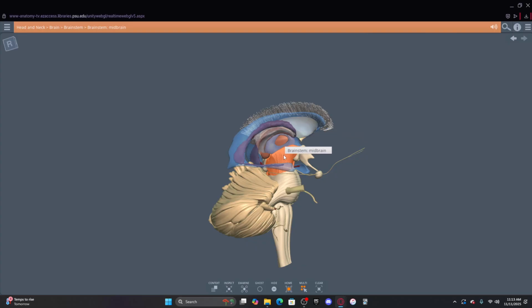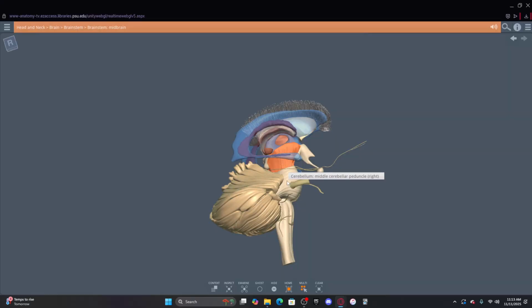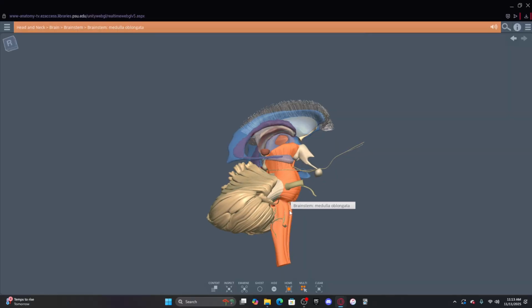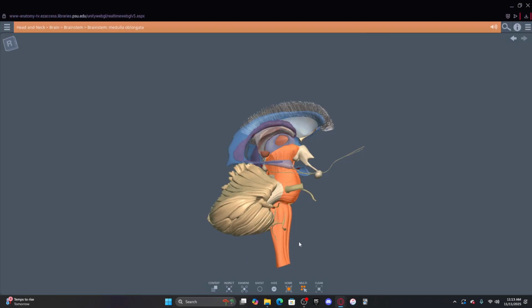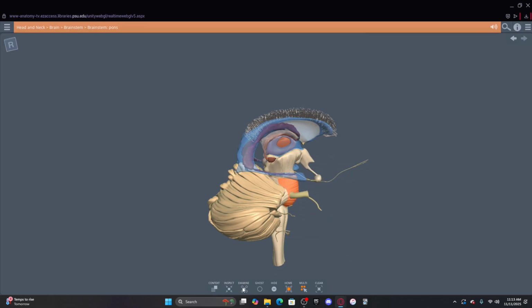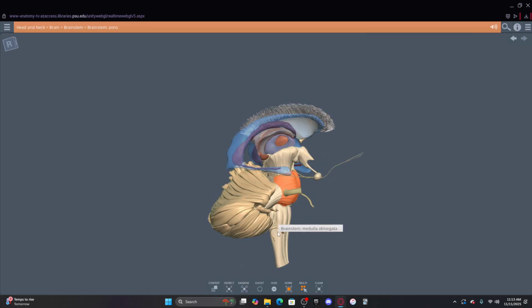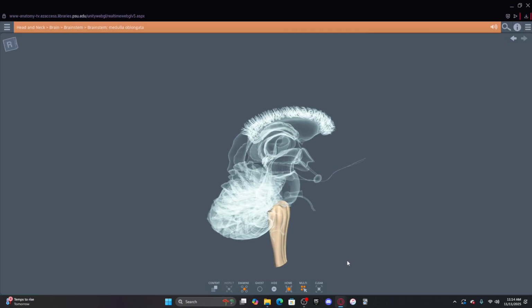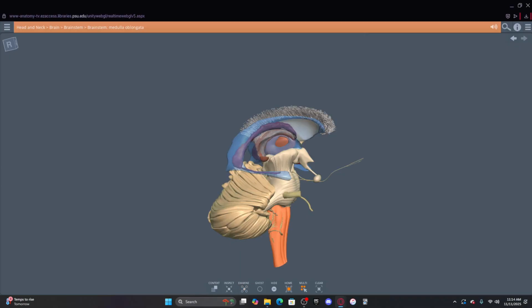So the midbrain, then you have your pons, and then you have your medulla oblongata. And after your medulla oblongata, you have the spinal cord. So if I examine, right, that's the midbrain. This is the pons. And then from there, we're moving on to the medulla oblongata. Alright, so now that we have that, we're going to move on to some other structures.